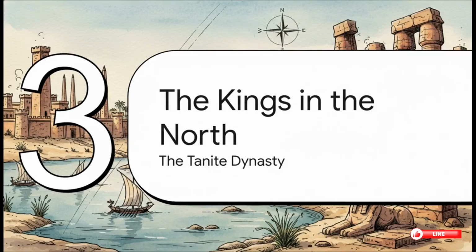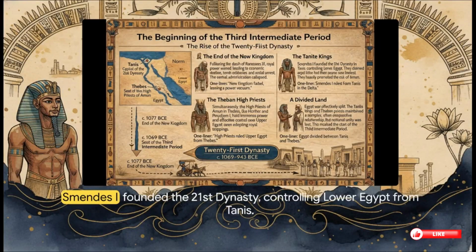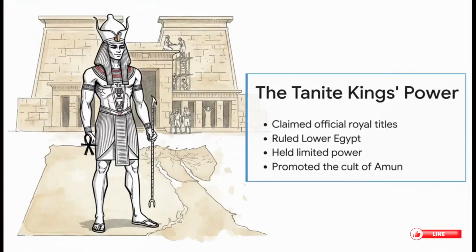All right, so let's dig into the first of these new power centers. We're going to start up in the north, in that new capital city of Tanis, home to a whole new line of kings. Meet Smendes I. This is the guy who steps into that power vacuum in the north and founds what we now call the 21st Dynasty. He sets up shop in Tanis and, for all intents and purposes, becomes the ruler of all of Lower Egypt.